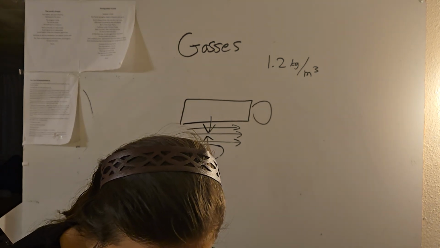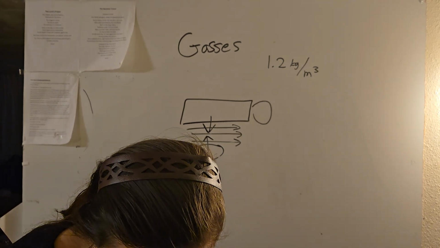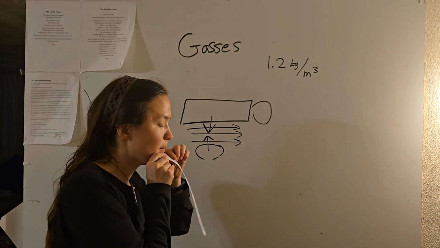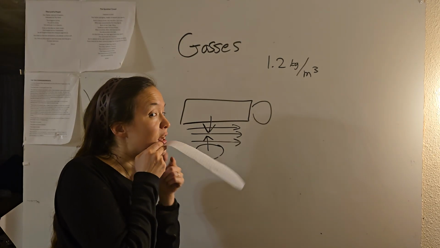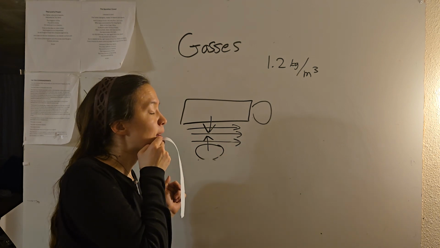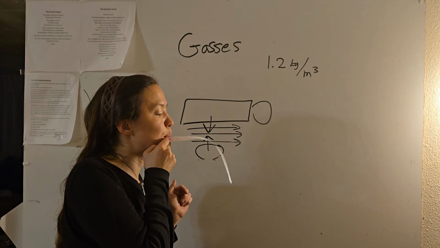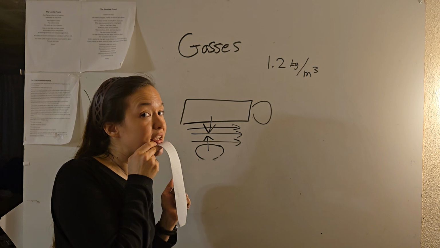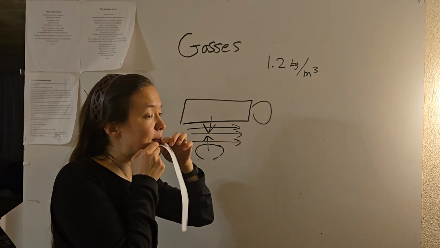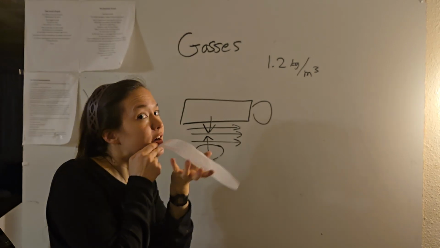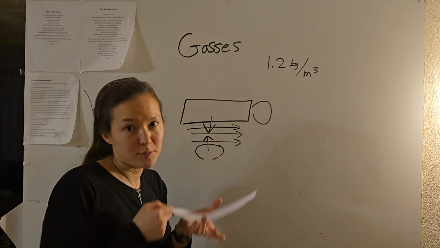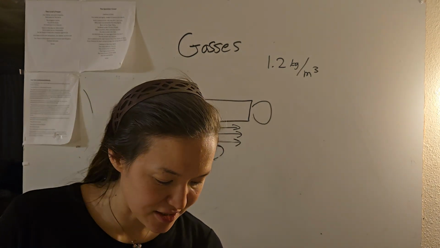I need a little strip of paper to do this right. Okay, so I've got a strip of paper here. Do you see how it comes up when I blow? You'd think it would be blowing the paper away. But what's happening is that as I'm blowing, that stream of air is lower pressure than the air underneath it. And the air underneath it is actually what's pushing it up. This is how airplanes fly.